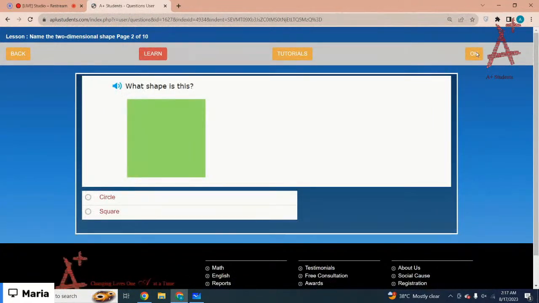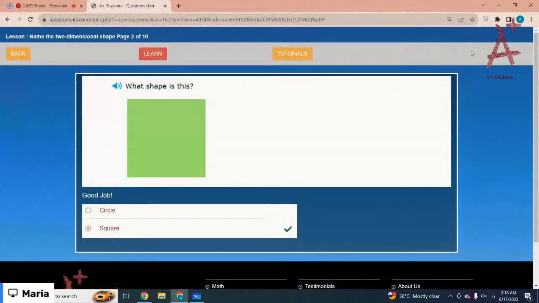What shape is this? Circle, square. Which is the correct option? You can see the shape has four sides, right? So four sides that are equal in length. So that means that is a square. The correct option is square.